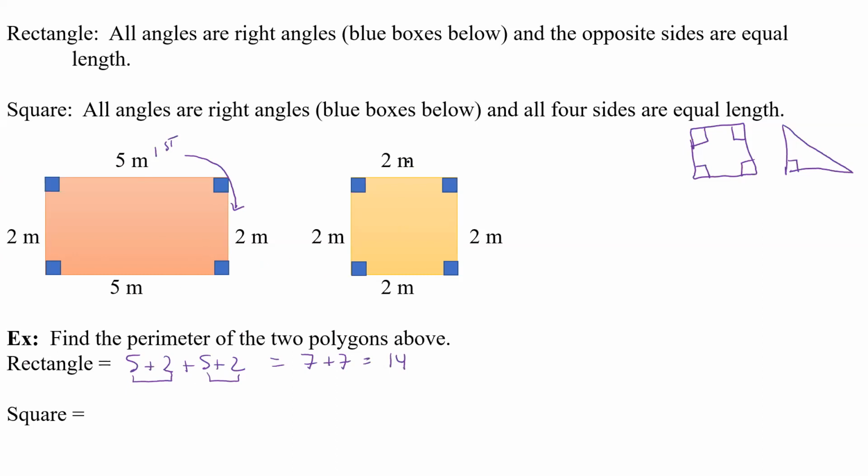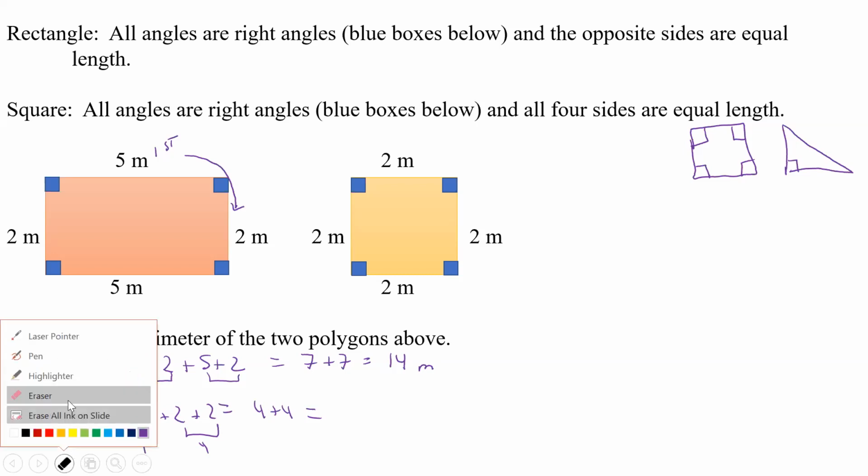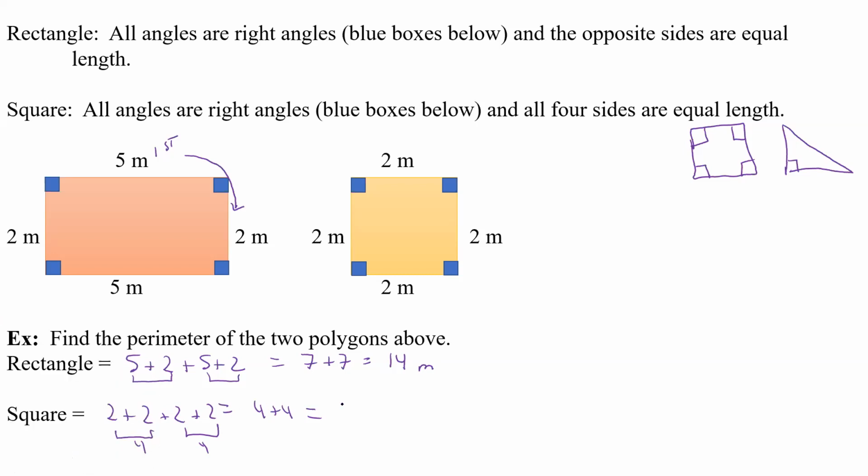Now this one, we have 2 plus 2 plus 2 plus 2. And again, that was meters. And so here we have 2 plus 2, and this is 2 plus 2. So that's going to be 4 plus 4. And that's going to be 16. Wait, 8, ha. I don't know why I said 16. I was squaring some things there, I believe. Taking 4 times 4. And so that's actually 8, okay?